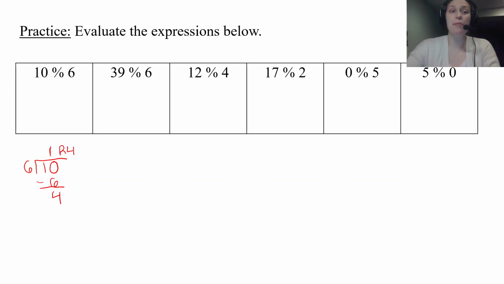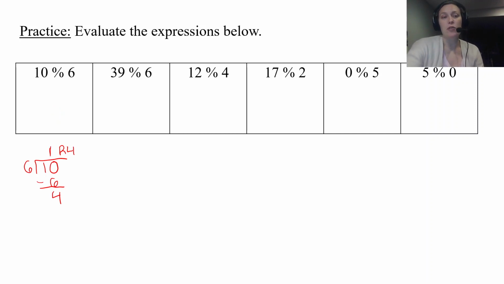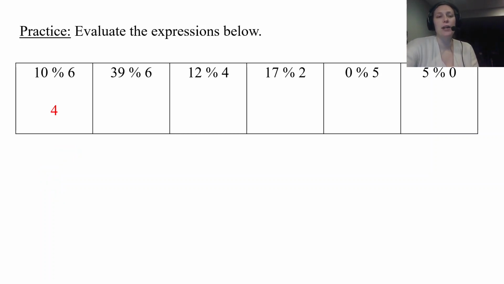Okay. Now the mod operator is strictly concerned with what that remainder is. So when you take 10 mod 6, the answer is going to be 4. Okay. So again, that's kind of the long way of doing it. You don't have to show that work every time, you're doing scratch work. But just visually, if you kind of like that while you're getting used to it, it's a good way to get used to it. 39 mod 6.